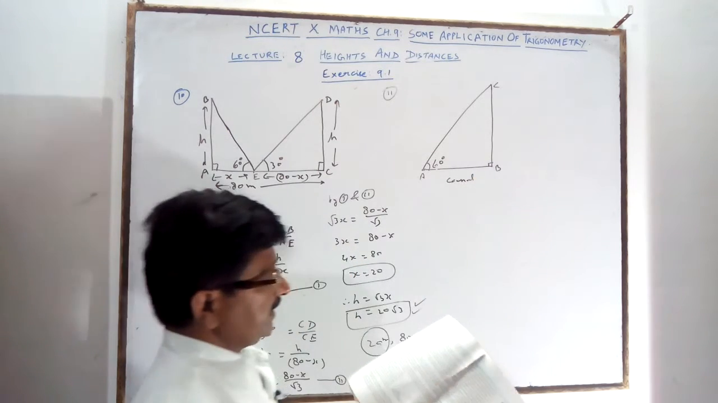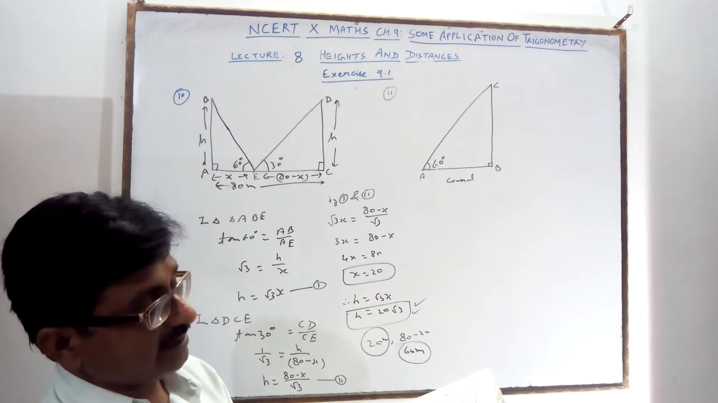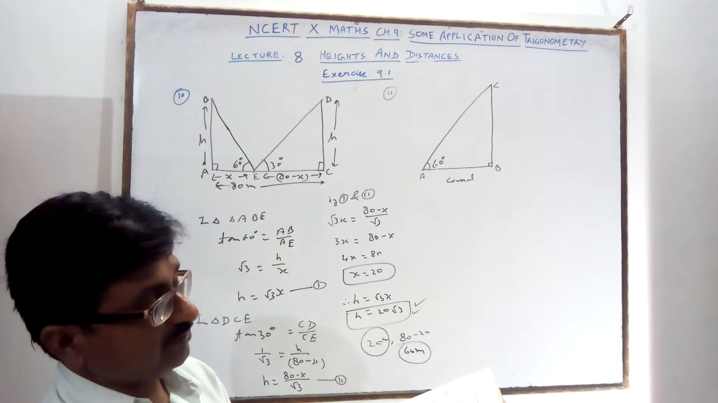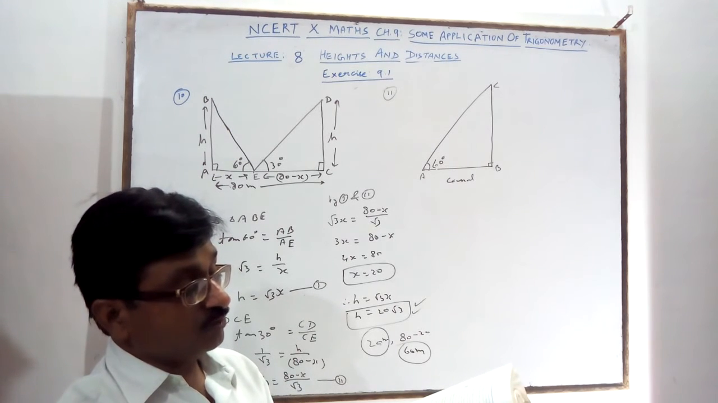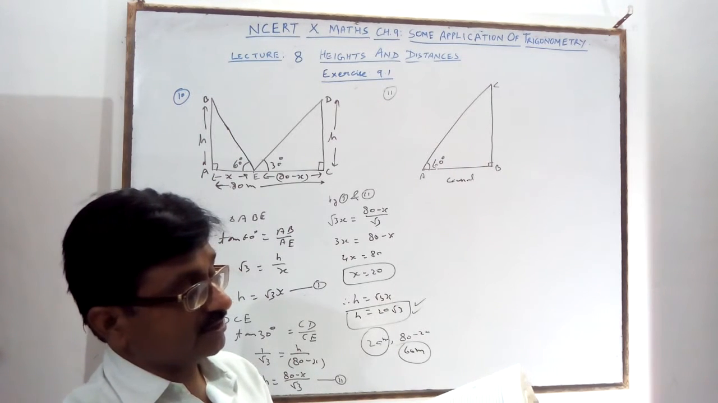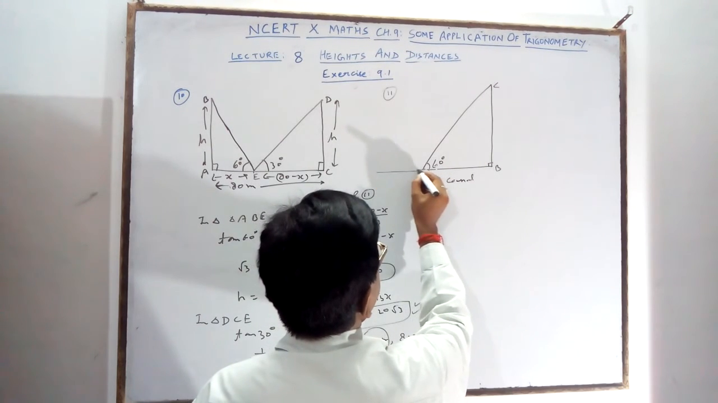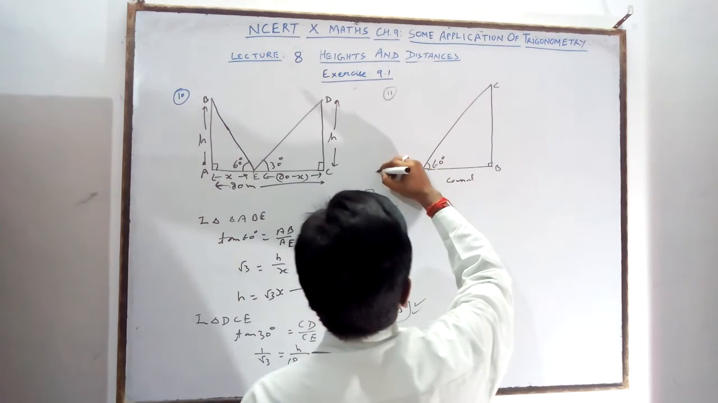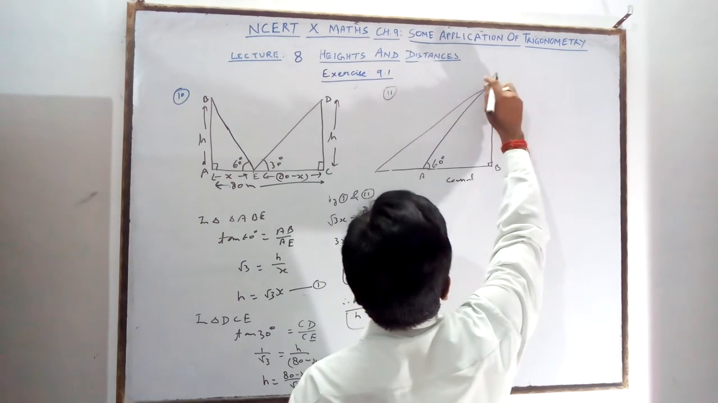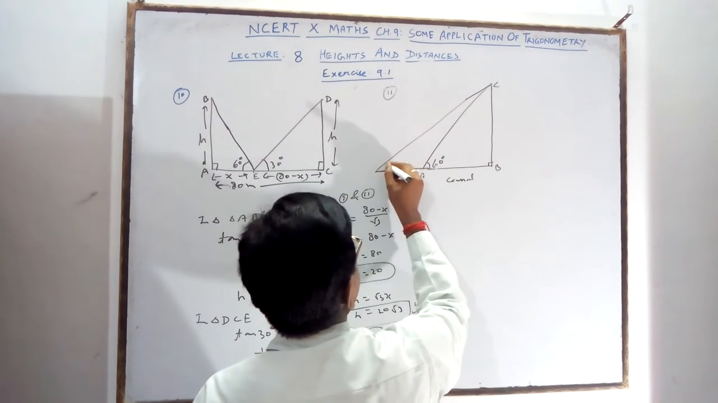And from another point 20 meters away from this point, on the line joining this point to the foot of the tower, the angle of elevation of the top of the tower is 30 degrees. So you are going backward. You can't go in the water, so you are going to the back side, and then the angle of elevation is 30 degrees.